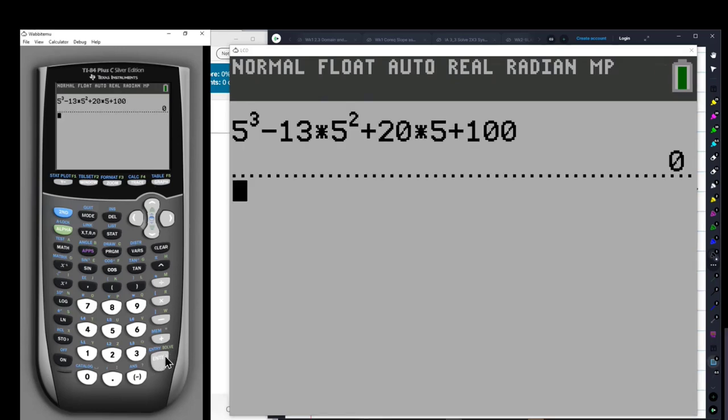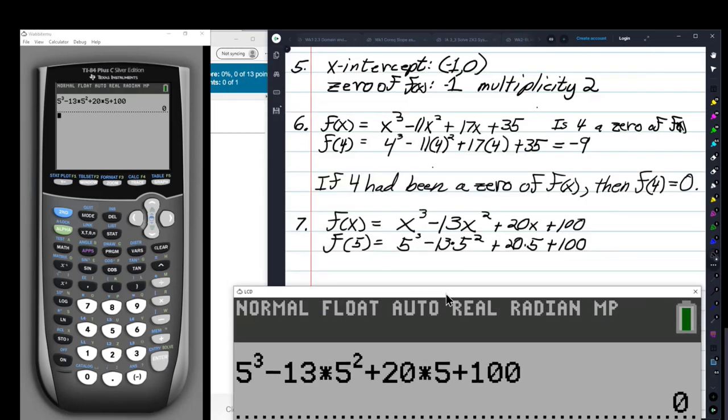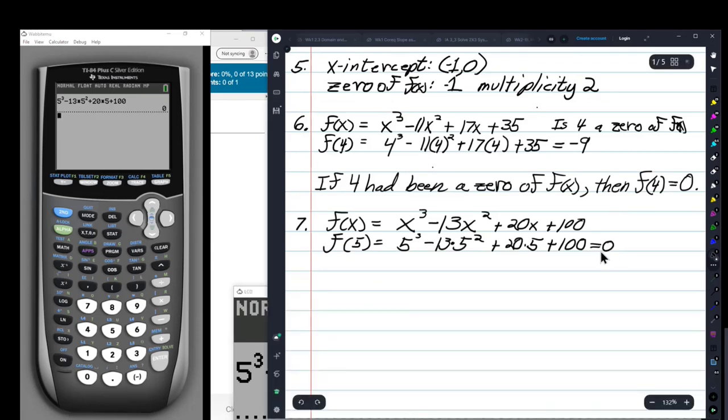No, really? You could blow me over with that. I wouldn't have thought that that would be true. Equals 0. So this equals 0. And that means that for number 6, the answer was no. For number 7, the answer is a great, big, enthusiastic yes.